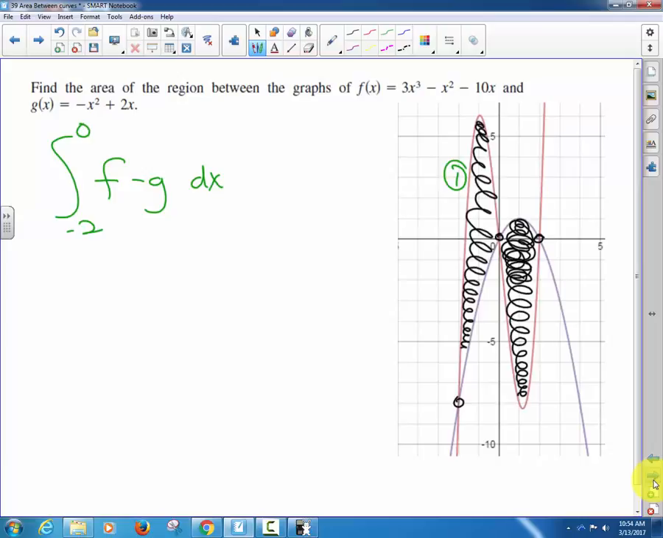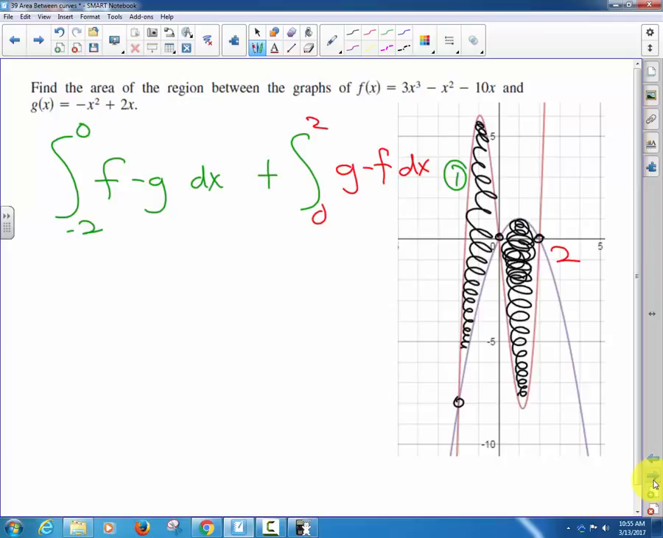Okay? And then what else are we going to be doing? To find this other region here, region 2 over here, what are our limits of integration for it? 0 to 2. And what's the top function there? G. G minus F. Okay? And you're going to add those two things together there.